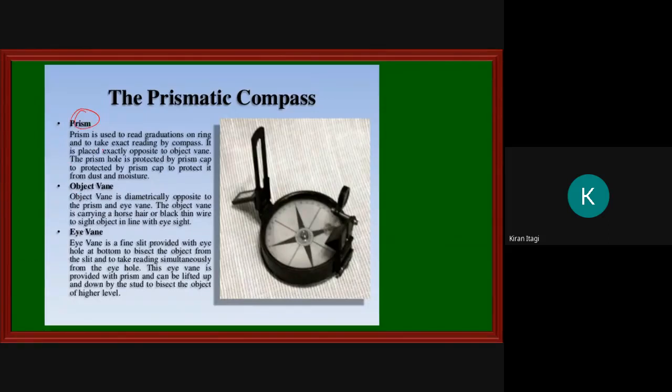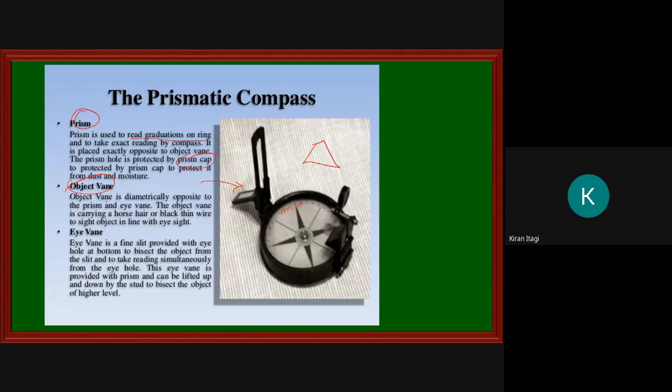Then we have the prism. The prism is used to read graduations on the ring and to take the exact reading with the compass. With the eye alone, we can't take the exact reading, because the graduations are very small and we can't see them. So with the help of the prism, we take the readings. It is placed exactly opposite to the object vane. The prism hole is protected by the prism cap. Once you come to the college, I will show you the compass. We have a number of compasses, so by seeing them with your own eyes, you can understand what a prismatic compass is.